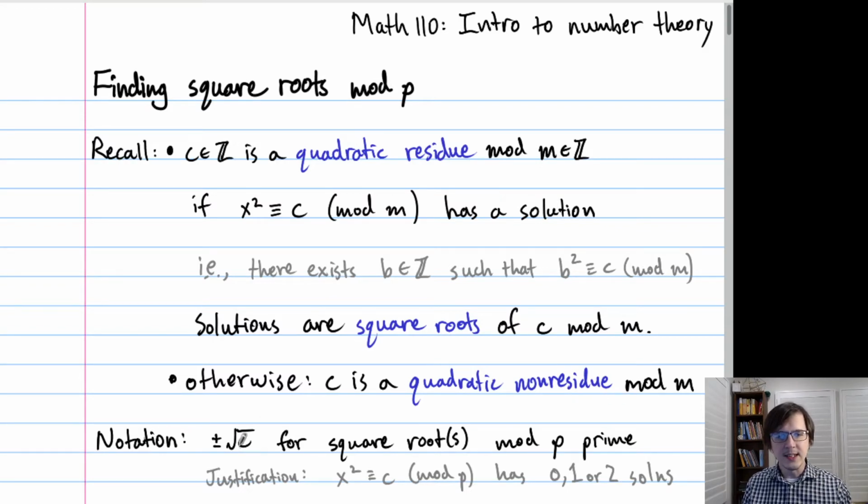Some notation that we've been using is that the square root of c, plus or minus, denotes the square roots of c modulo a prime p, because in the theory we've seen, x squared congruent to c has 0, 1, or 2 solutions. It has 0 solutions, of course, when c is a quadratic non-residue. It has 1 solution when c is congruent to 0, and it has 2 solutions for non-zero quadratic residues.